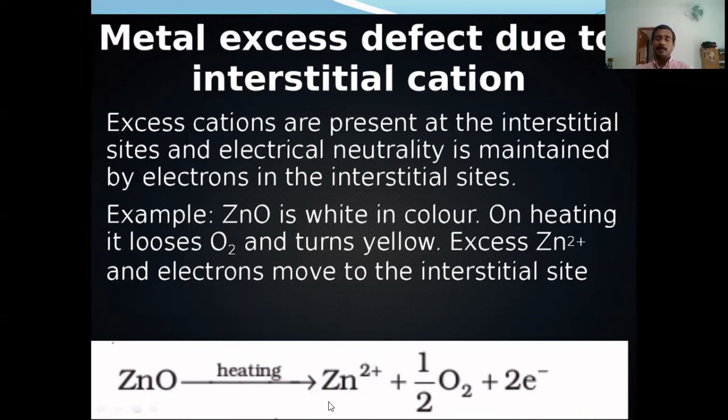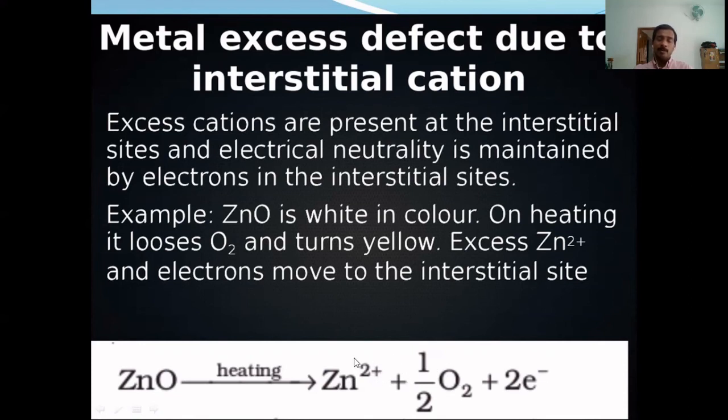This reaction will take place. That means zinc oxide decomposes and produces Zn2+, oxygen, and electrons: Zn2+ + 1/2 O2 + 2 electrons. This oxygen, you can see, is molecular oxygen. It is not remaining in the crystal lattice. It will escape or evolve from the crystal. So O2 will move out of the crystal. Then what is remaining? Zn2+ and 2 electrons.